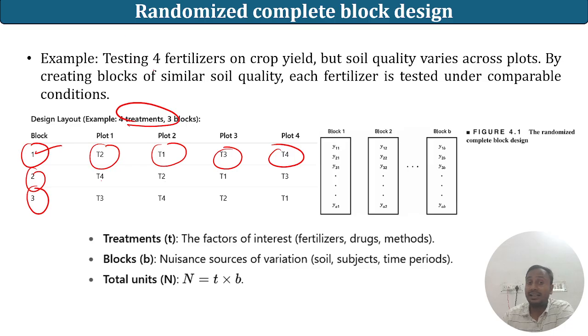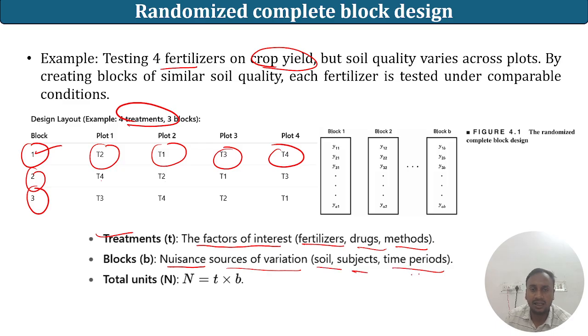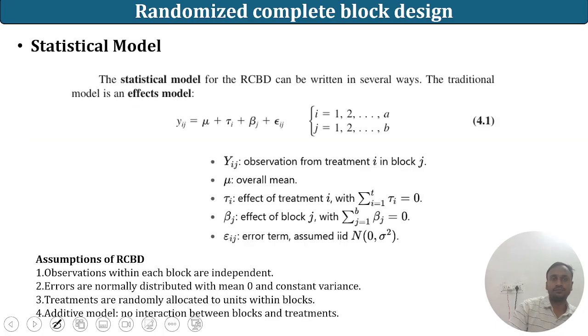So, testing 4 fertilizers on crop yield, but the quality varies across the plots. So treatment becomes the factor of interest: a fertilizer, drug, or method. Block is the nuisance source of variance: soil, subject, and time period. So the total number of units will be n equals t times b.